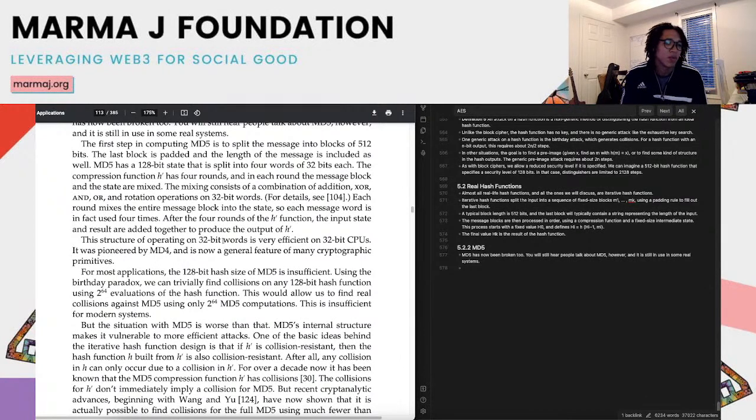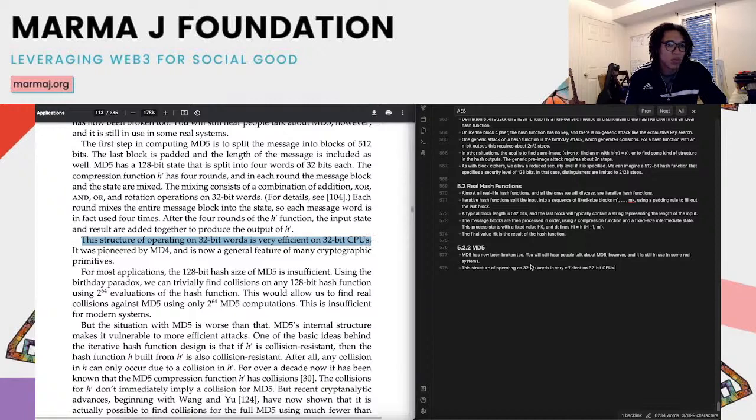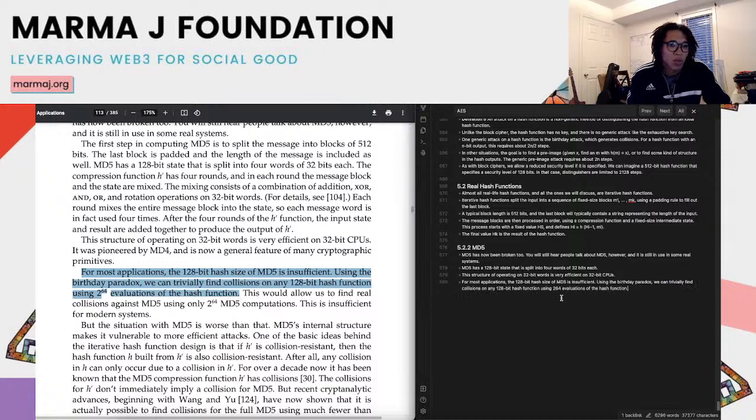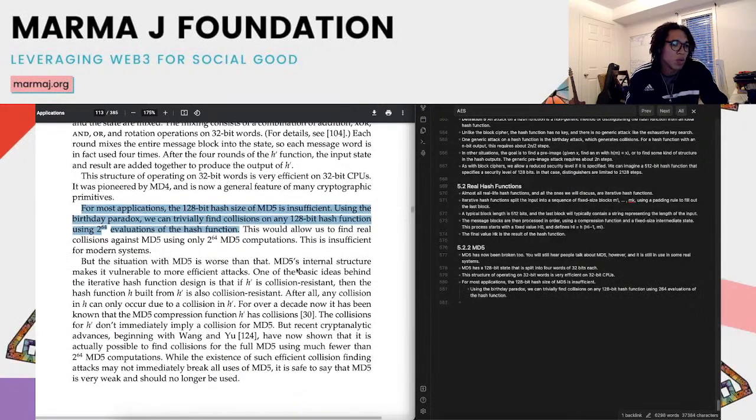This structure of operating on 32-bit words is very efficient on 32-bit CPUs. It was pioneered by MD4 and is now a general feature of many cryptographic primitives. For most applications, the 128-bit hash size of MD5 is insufficient. Using the birthday paradox, we can trivially find collisions on any 128-bit hash function using 2^64 evaluations of the hash function. This would allow us to find real collisions against MD5 using only 2^64 MD5 computations. This is insufficient for modern systems, but the situation with MD5 is worse than that. MD5's internal structure makes it vulnerable to more efficient attacks.